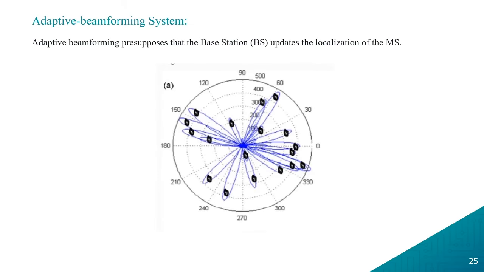So, a better technique than switched beamforming is adaptive beamforming. Adaptive beamforming presupposes that the base station updates the localization of the mobile station. However, accurate localization is not an easy task since a big number of simultaneous mobile users can overload the process. So, of course, there is complexity in adaptive beamforming too.